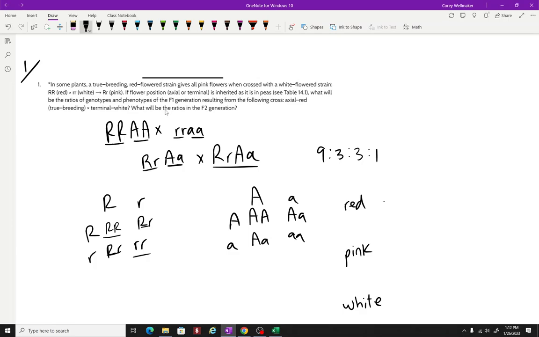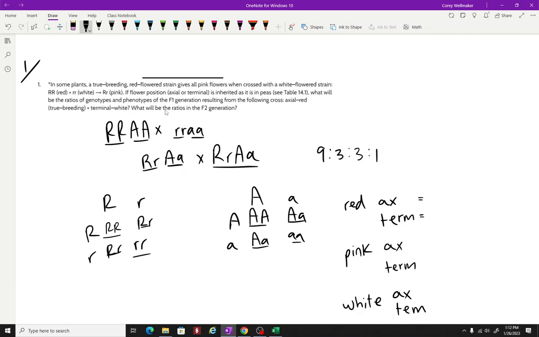Now for red, can I have axial? Yep, 3/4 chance. Can I have terminal? Yes, 1/4 chance, right? And the same applies to pink. Pink axial, pink terminal. White axial, white terminal.